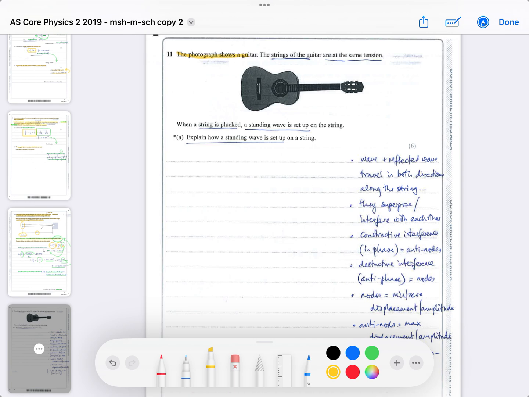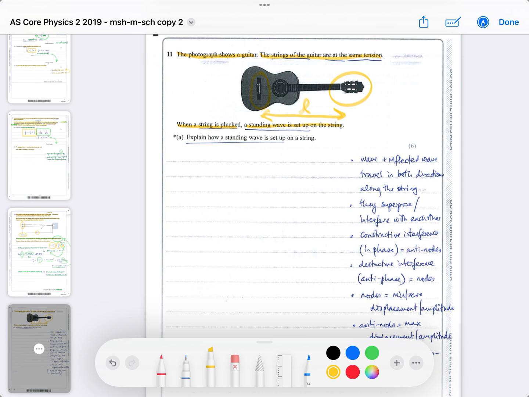The photograph shows a guitar. The strings of a guitar are at the same tension. Okay? When a string is plucked, a standing wave is set up along the string, between the two fixed points. There's a fixed point here where the wire is fixed, and then the wire is fixed on the other side here. So you know that the length is roughly from there to there. So the length of the string is also known or can be measured.